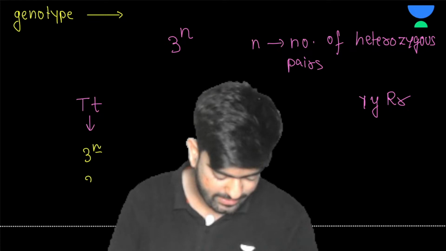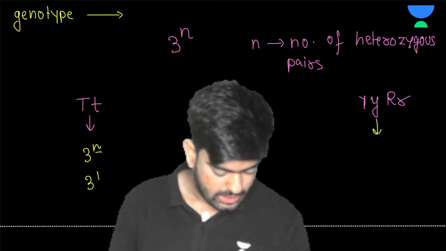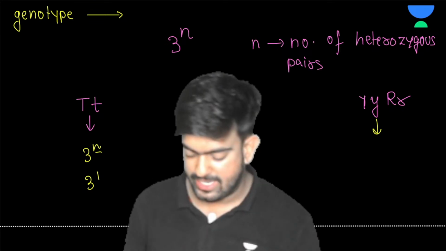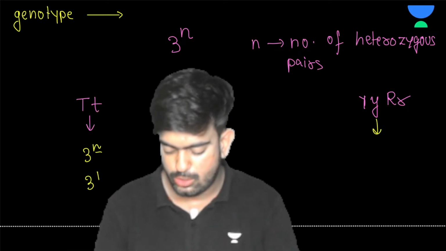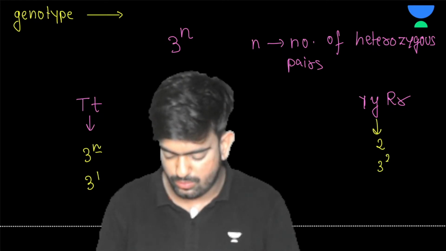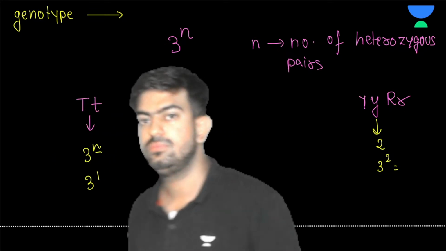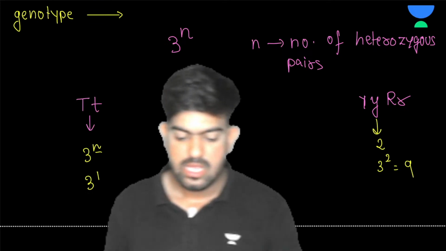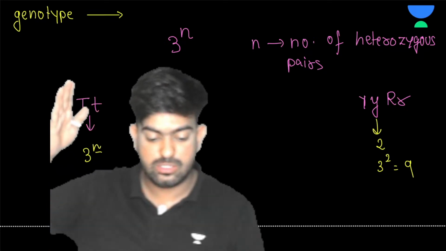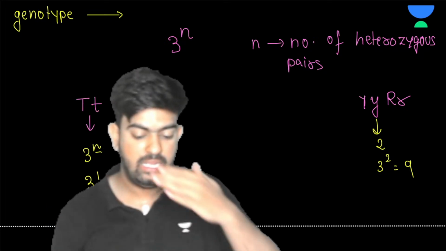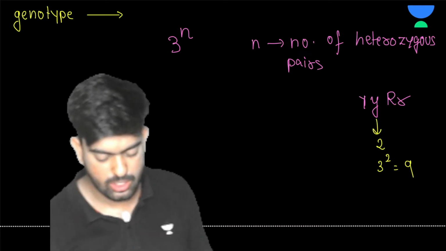Yes, 3 to the power 1. Clear? In this case, how many heterozygous pairs can we see? This is capital Y, small y, capital R, small r. 2. So 3 to the power 2 will be what? 3 3s are 9. Exactly. And here we have 3 1s are 3. So in total 3 genotypes are produced in this case, and here 9 genotypes will be produced. Clear? Okay, got it, sir.